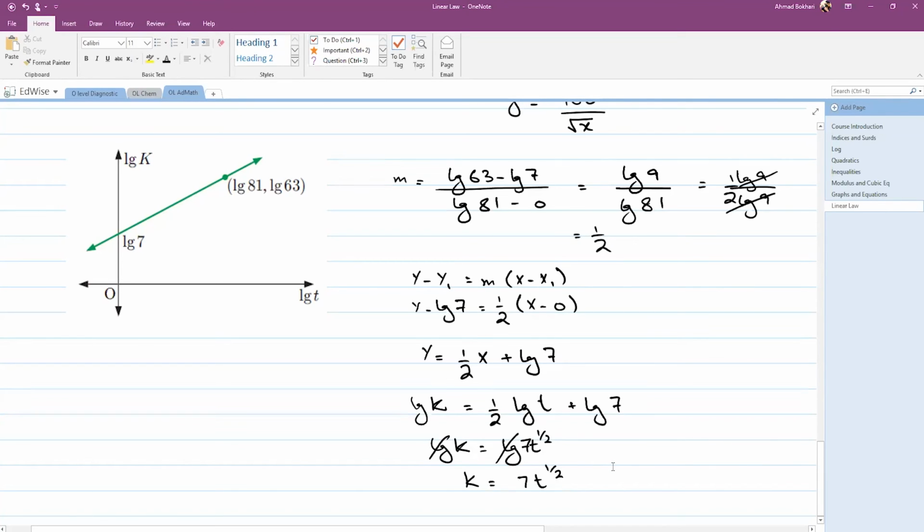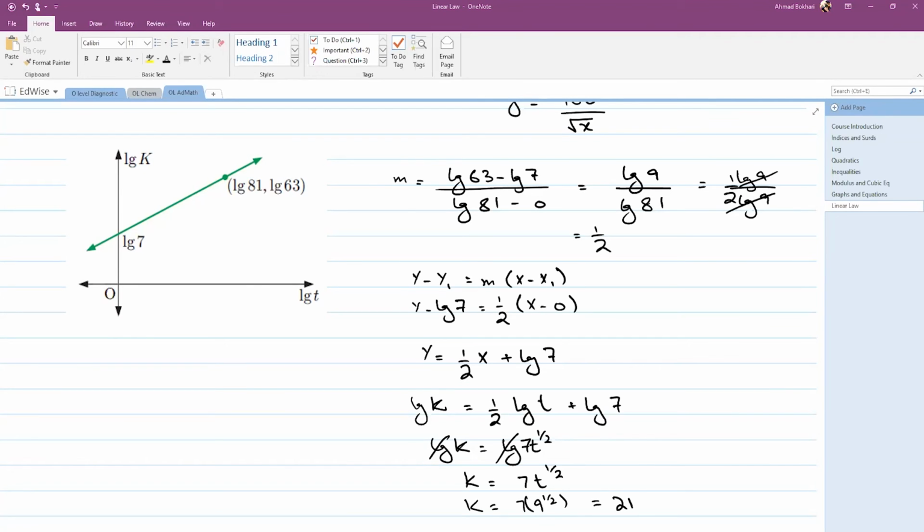Now the next question is, what is the value of k when t is 9? So we can simply plug that in here. We know that when t is 9, k is going to be 7 times 9 power half, which is going to be 21. Okay, we can simply do that.